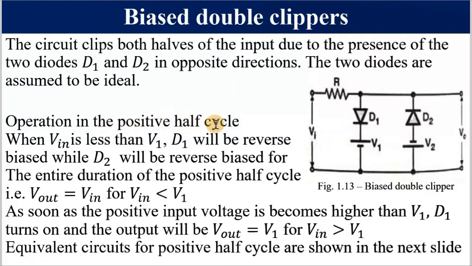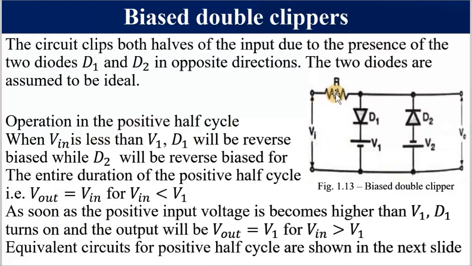Operation in the positive half cycle. We are saying when the input is positive and V in is less than V1. Please take note that you must put that condition: V in is less than V1. We are saying D1 is reverse biased for the entire duration of the positive half cycle. Therefore, our V out will be equal to V in when V in is less than V1.